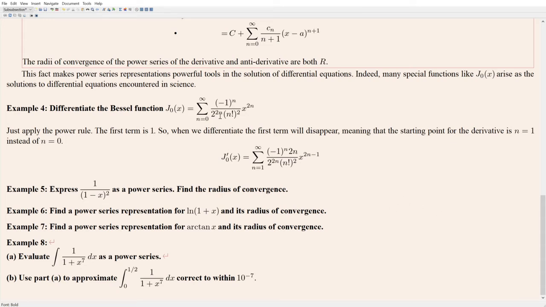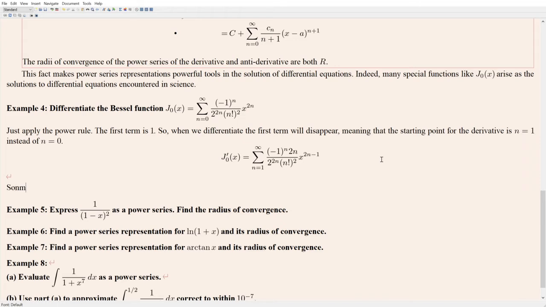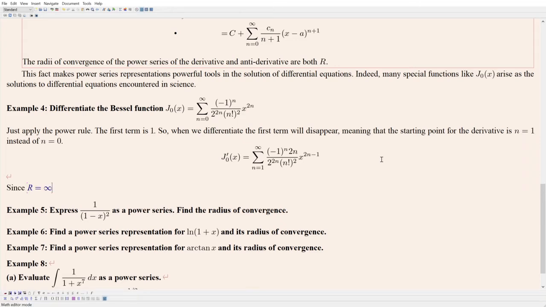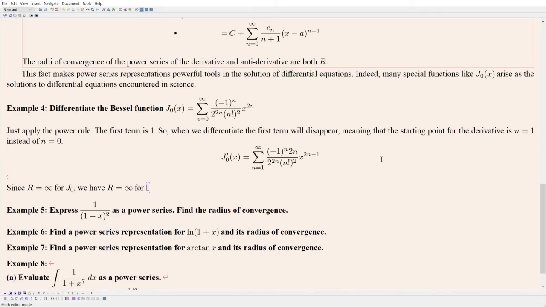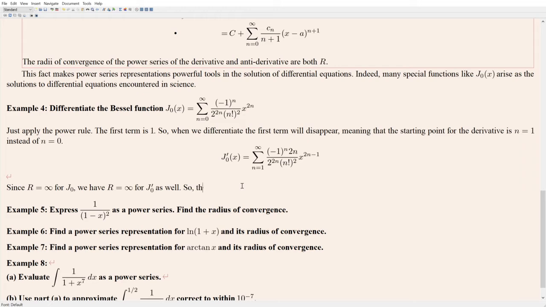So you may recall the interval of convergence of the Bessel function was all real numbers. So that means the radius of convergence was infinity. So the radius of convergence is unchanged under differentiation. So that means the radius of convergence of this is also infinity, and correspondingly, the interval of convergence is all real numbers. So since the radius of convergence was infinity for the Bessel function, we have radius equals infinity for the derivative as well. So the interval of convergence is all real numbers.